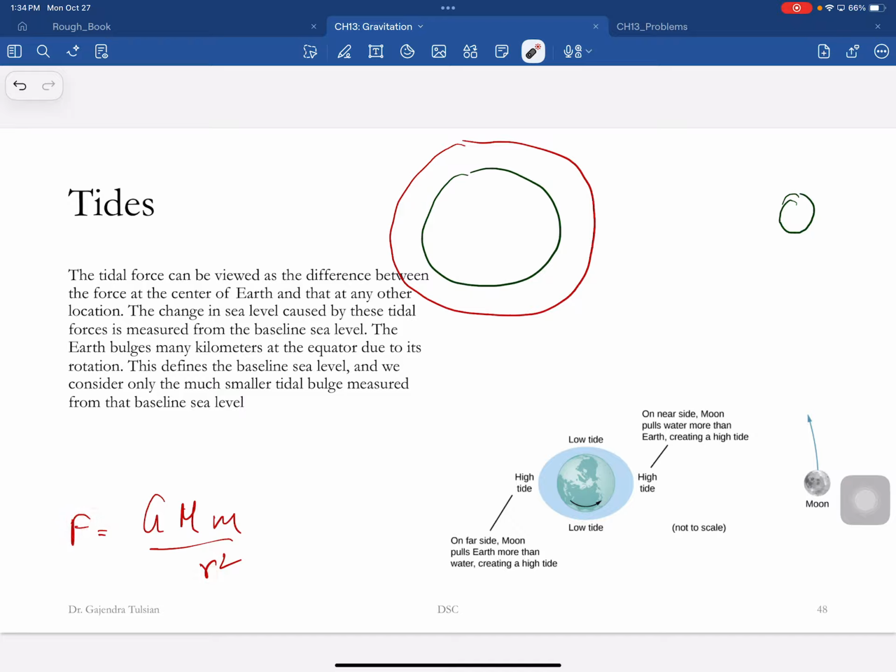Let's just make up some numbers. The gravitational force of the moon on a pound of Earth here, let's call it 100 units. I'm just making up some number. What will be the gravitational force per pound here? Will it be greater than 100 or less than 100? Greater, so we'll call it 102 pounds. How about here? Greater than 100 or less than 100? Less. Let's call it 98 pounds.